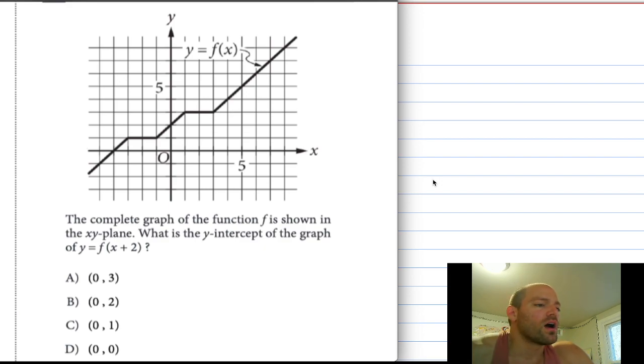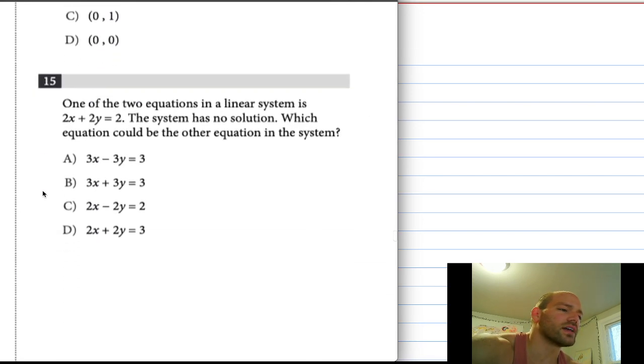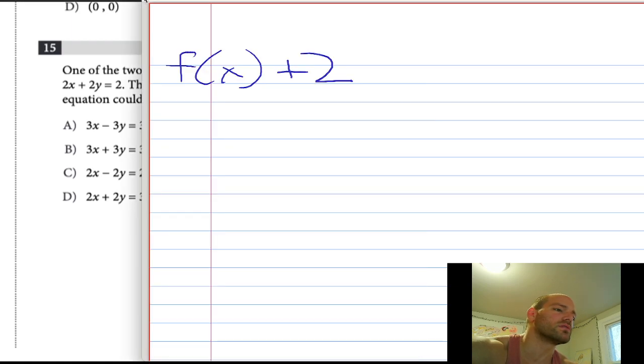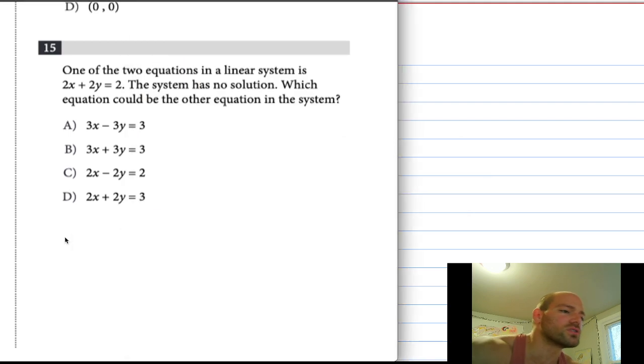Okay, I think that's about all I have to say about this one. Let's just do the last one, number 15. Oh, this is kind of an interesting one. Let me erase this. One of the 2 equations in a linear system is 2x plus 2y equals 2. The system has no solution. Which equation could be the other equation in the system?